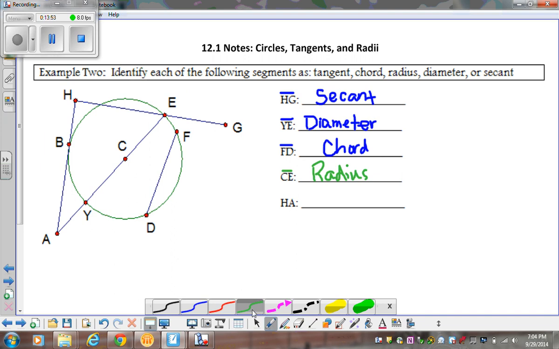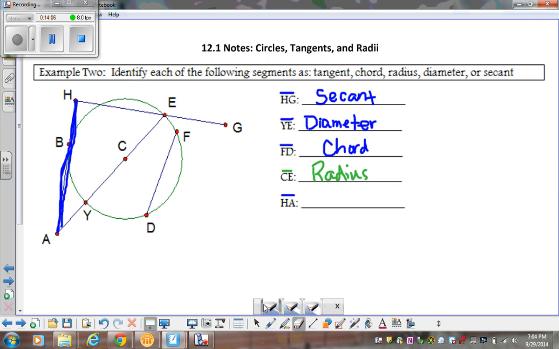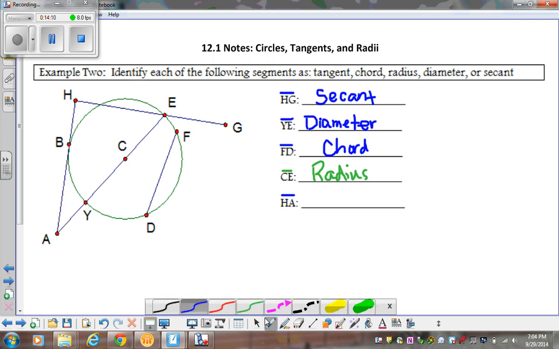All right, the last one we'll look at, go back to blue, green might not be too easy to see. It's HA. Now if we look, once again, HA, right here. If you notice, and I marked it too much to where it might be harder to see, that segment touches my circle only one time.